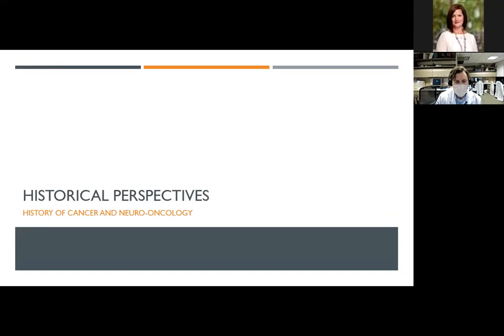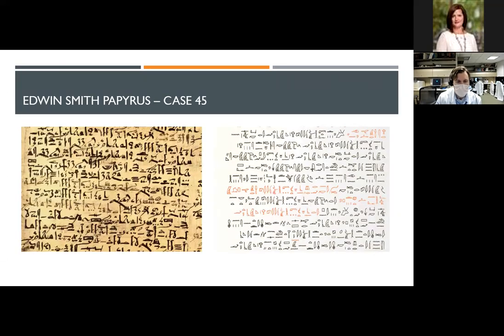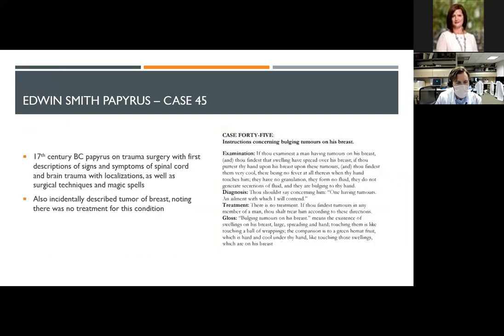So, I like to start with some general background history. This is the Edwin Smith papyrus from the 17th century BC in Egypt, where, if you've ever been curious what cursive hieroglyphics look like, that's that on the left, and this is the print on the right. It's the first mention of cancer in the literature. Basically, it was a trauma surgery text, but they mentioned breast cancer, the exam findings, and that the surgery at that time was not curative. Which I just thought was interesting.